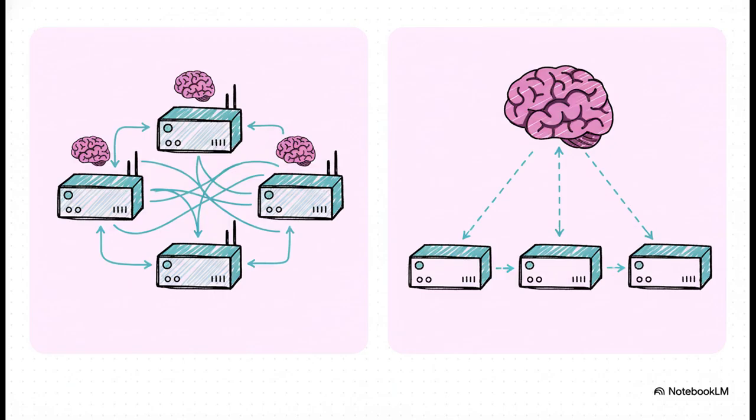And this image right here, it says it all. This is the before and after. On the left, you've got the old way, chaos, with dozens of little brains all trying to figure things out on their own. And on the right, you have the new way, order. One single mastermind directing a team of very obedient, very strong muscles that just do exactly what they're told.